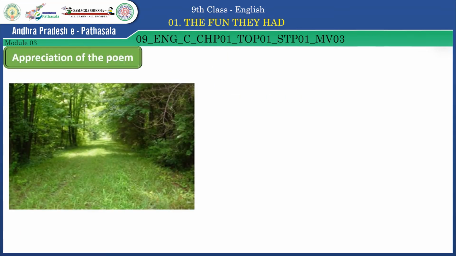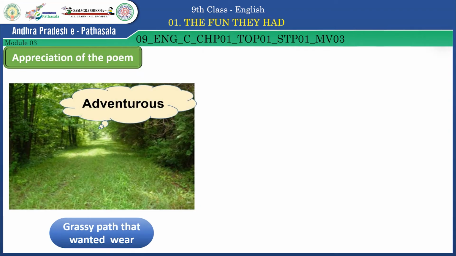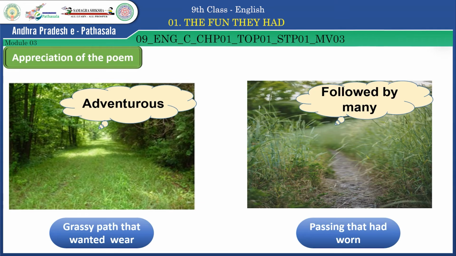Here are a few more symbols. That is the grassy path that wanted wear. It symbolizes the road that has not been traveled upon and which may be adventurous, not knowing which way it leads to. In contrast to the road or the passing that had worn, that means this road is followed by many.